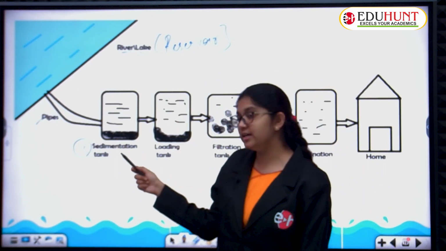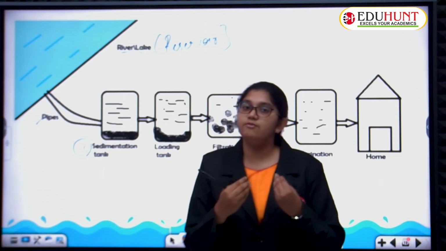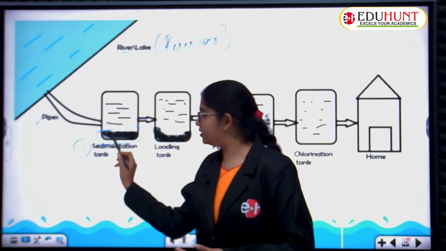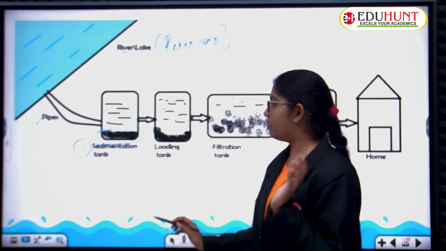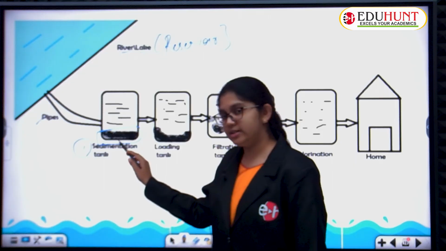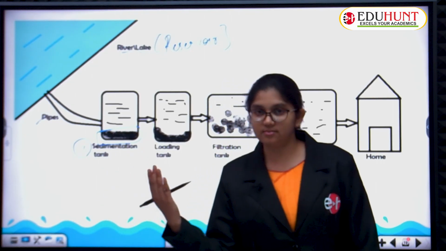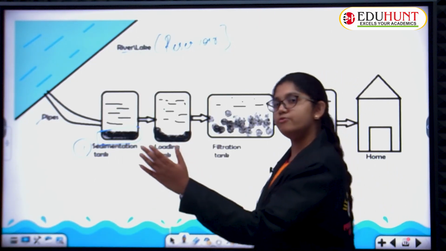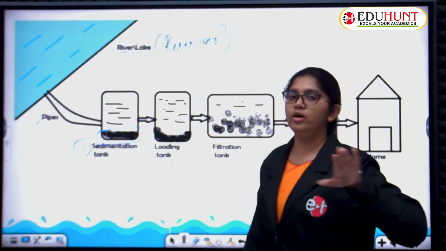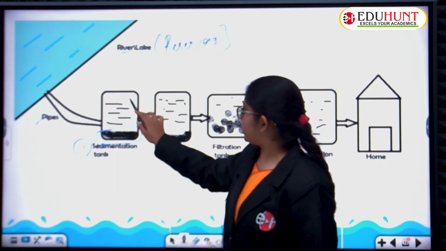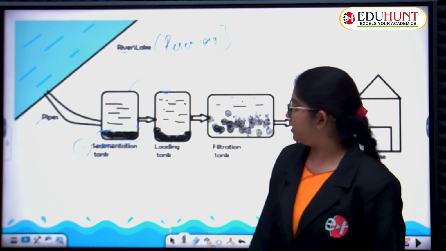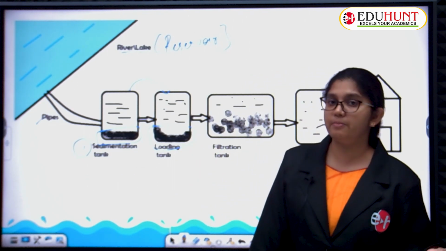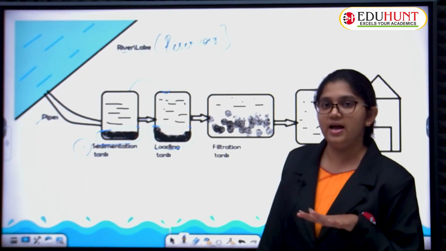If you see properly, the suspended impurities which are heavy in weight, the solid particles, settle at the bottom of the tank. Did you see, children? Yes, very good. The downward settled suspended particles are left aside, and the topmost water flows on to the next tank, the loading tank. Here also you can observe some small suspended particles in the water, and they will again settle down.